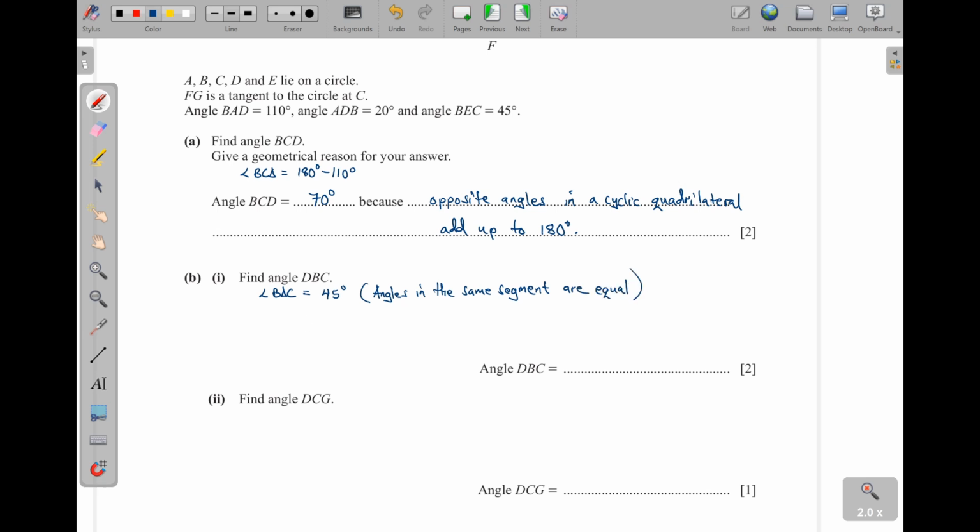Okay, then this angle DBC shall be equivalent to 180, then minus this 45 added to the 70 we got up there. So this 70 plus 45, that is 115. Then when we subtract 180 minus 115, isn't that a 65? Yes, that's 65. So this one is 65. Then Roman 2, find angle DCG.